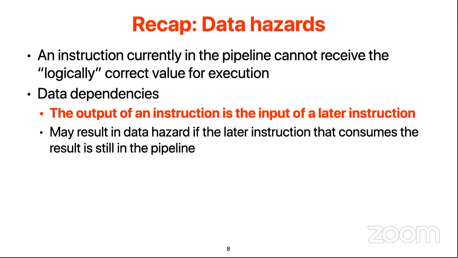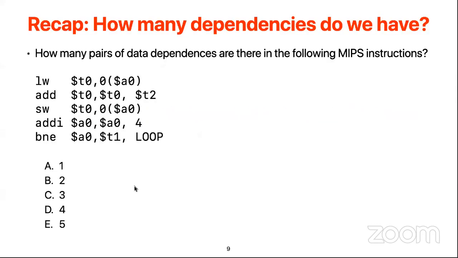So when we talk about true data dependency, the only type is the case where the output of an instruction is the input of a later instruction. That's the only data dependency we should be counting. Data dependency is the source of data hazard. However, not every data dependency would lead to a data hazard. That depends on your hardware design.